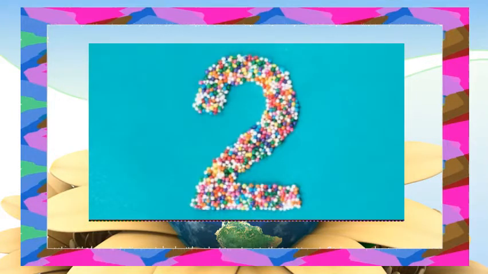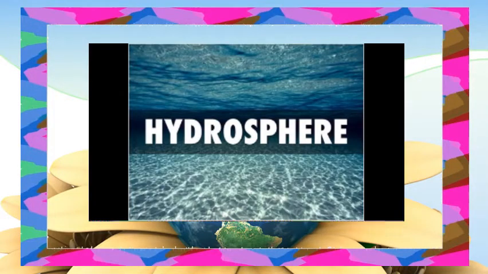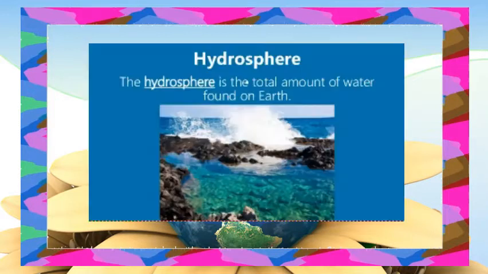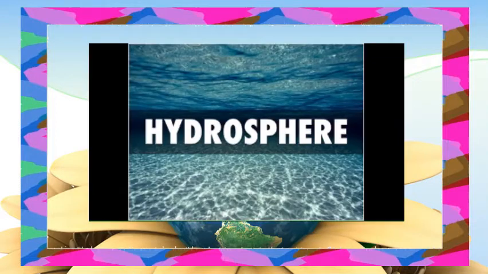The second one is hydrosphere. A hydrosphere is the total amount of water on the surface of Earth. The hydrosphere includes water that is on the surface of the planet, underground, and in the air. A planet's hydrosphere can be liquid, vapor, or ice, or in other words, the waters of Earth's surface.